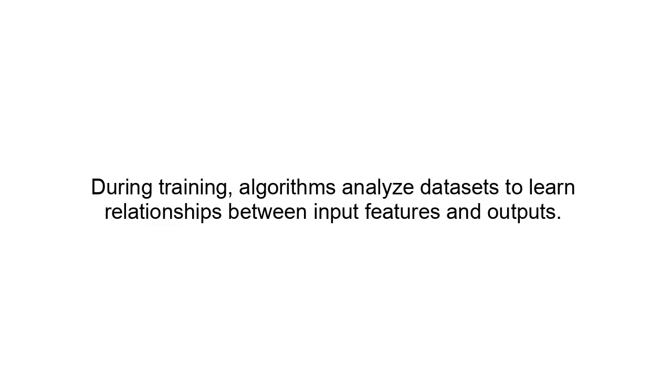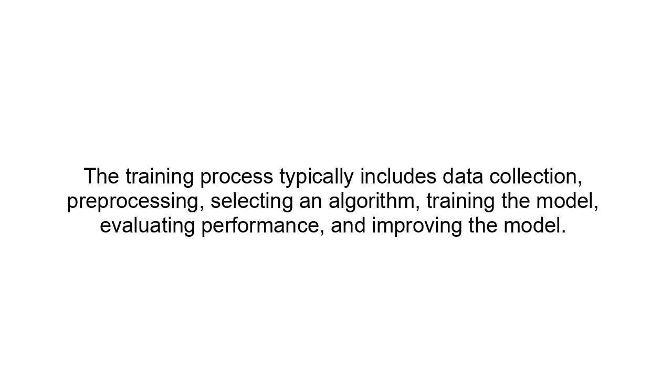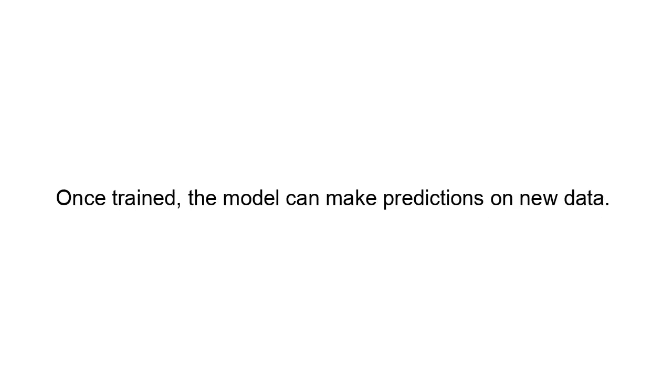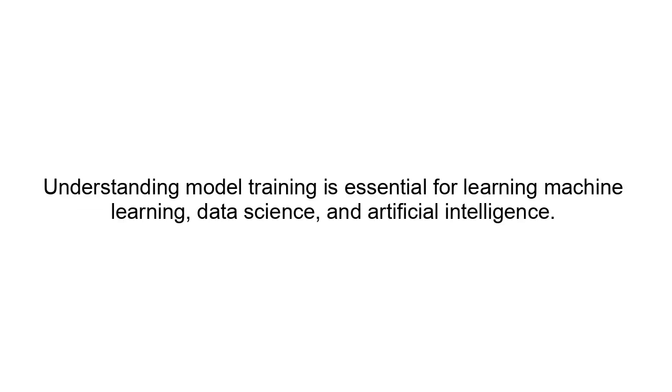During training, algorithms analyze datasets to learn relationships between input features and outputs. The training process typically includes data collection, preprocessing, selecting an algorithm, training the model, evaluating performance, and improving the model. Once trained, the model can make predictions on new data. Understanding model training is essential for learning machine learning, data science, and artificial intelligence.